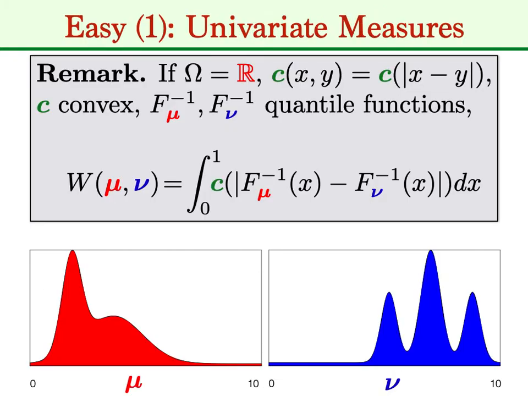And the most notable example for this is univariate measures. So in just one sentence, it's easy in closed form to compute optimal transport, to solve optimal transport between univariate densities, as long as you're using a cost that is well behaved.